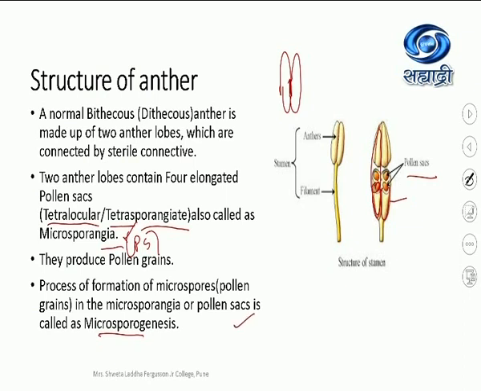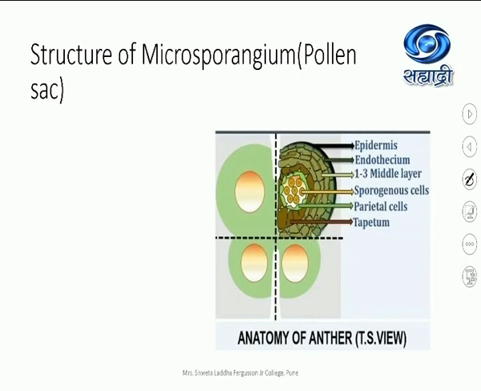I hope you understood what pollen grains are. What is the other name for pollen grains? Microspores. Where are they produced? They are produced in the pollen sac. What is the other word for pollen sac? Microsporangia. How many microsporangia are there in a normal anther, bithecous anther? 4. So it is called tetralocular or tetrasporangiate. I know the words are difficult, but you understand the meaning and try to remember these words.